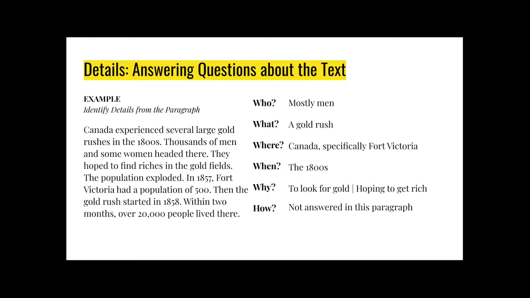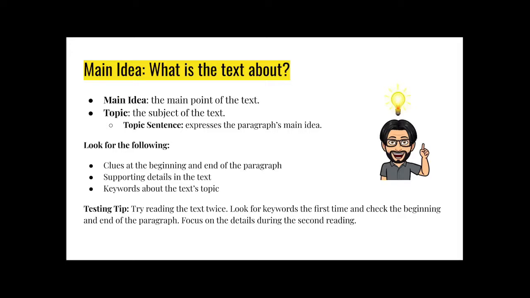So as you read a passage, sometimes the who, what, when, where, why, or how will not be answered because that information is just not there. It's dependent upon the details that the author is presenting. Now, let's think about the main idea. The main idea seeks to answer the question, what is this text about?